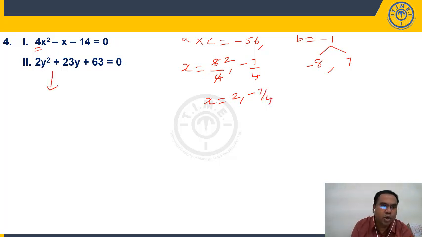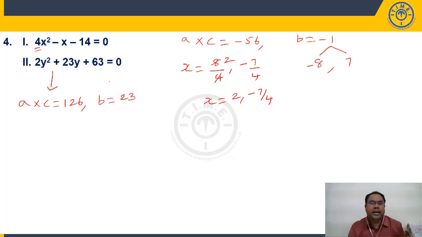Look at these, students. 2y square plus 23y plus 63 is equal to 0. My second equation. A into c, 2 into 63, 126. B is equal to 23. Right? Now, see here. Write b as sum of two numbers because a into c is positive. We can write it as 14 and 9. You should be good at your tables. 14 into 9 is 126. 14 plus 9 is how much? 23.